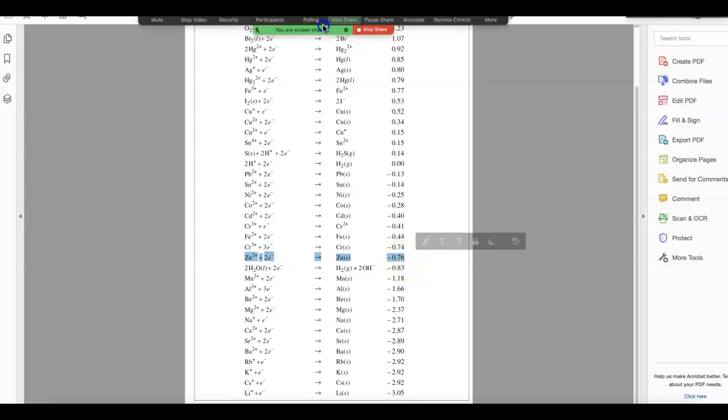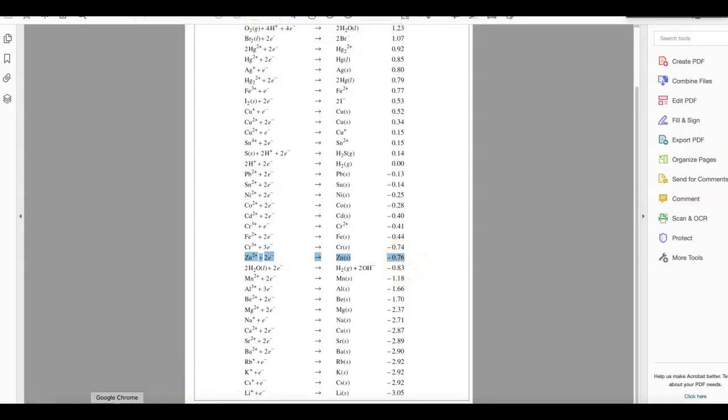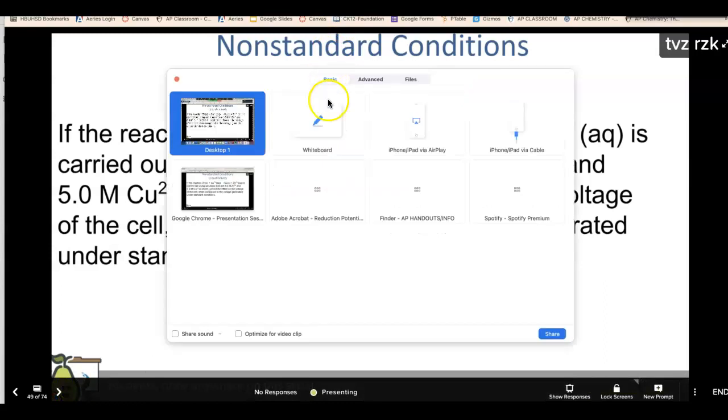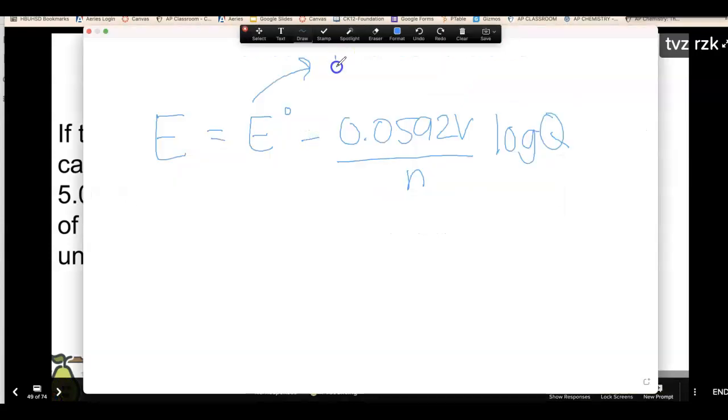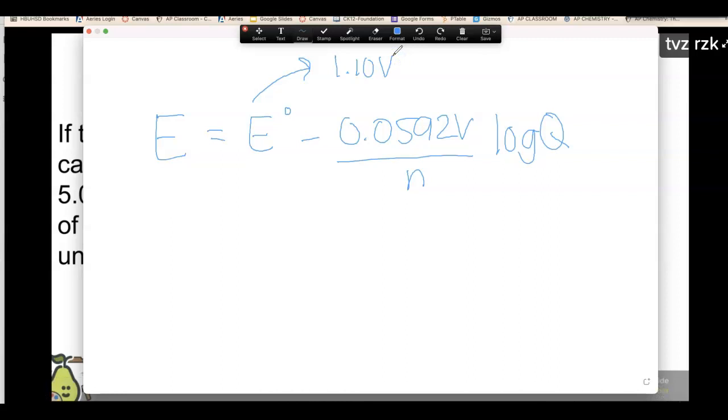So 0.34 plus 0.76 gives us 1.10 when you add them together. So that's standard potential. But we aren't under standard conditions. How do I know? Because I messed with the concentrations. They're not 1 molar. Standard conditions are 1 molar, and they're not 1 molar right now. So I put the 1.10 in there, right here.